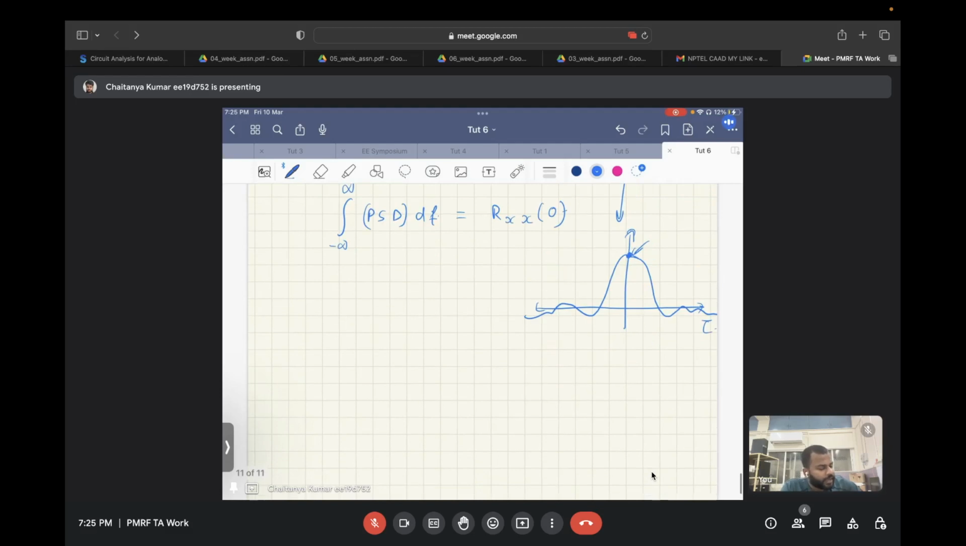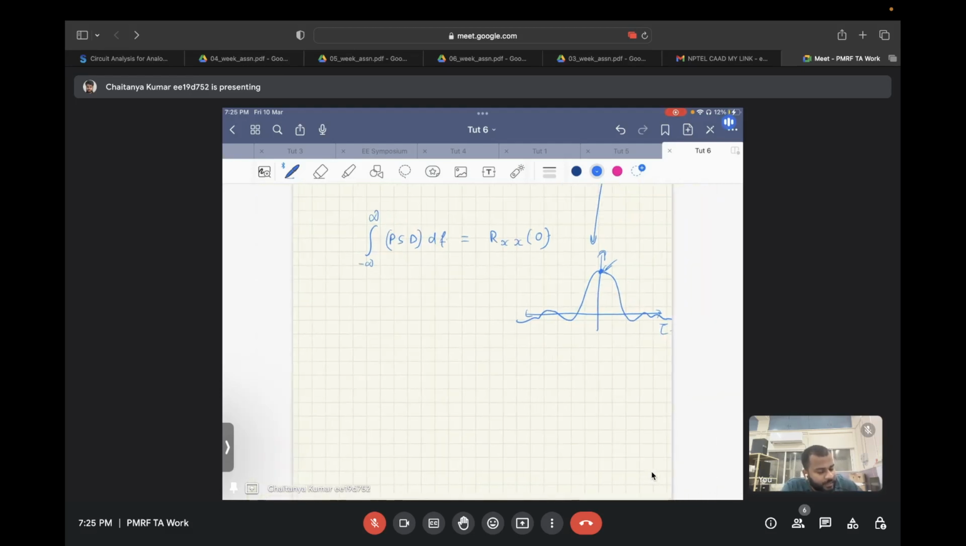So now let's say this thing is being sampled. Whatever output is there is being sampled with some sampling rate Ts. Earlier you were having some continuous time noise, now you are having discrete time noise. In discrete time also you have an autocorrelation function.